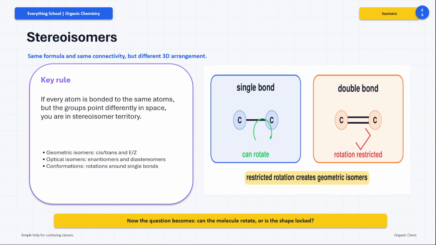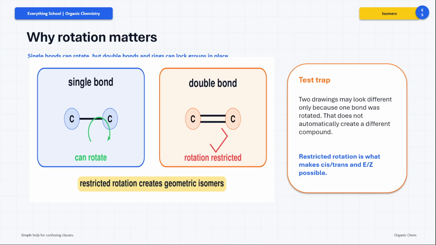Double bonds are different. Double bonds do not freely rotate under normal conditions. That restricted rotation can lock groups into different positions. Rings can also restrict rotation. So whenever you see a double bond or a ring, ask yourself whether groups are locked on the same side or opposite sides.